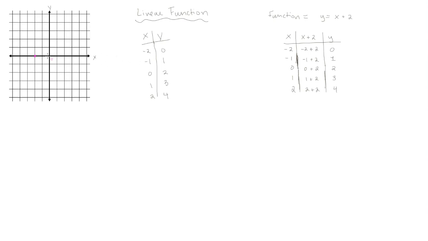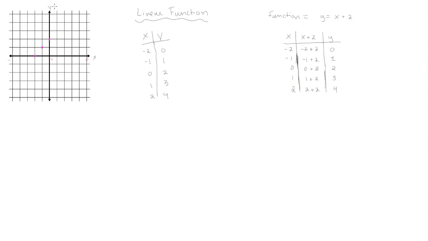We also have -1, 1. So I'm going to go over -1, and then I'm going to go up to positive 1. I have 0, so I'm not going to move anywhere. It's going to stay on the y-axis, and then I'm going to move up 2. And then we have 1, so I'm going to go in the positive direction, because remember, this is the positive side, this is the negative side, and then up is positive.